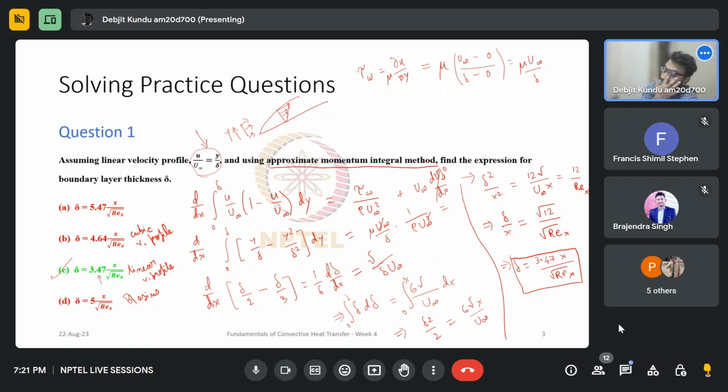Okay. Is the idea clear? Yes, sir. Sir, why not option B? Why not option B? Because I already told in the question that you have to assume a linear profile, not a cubic one.